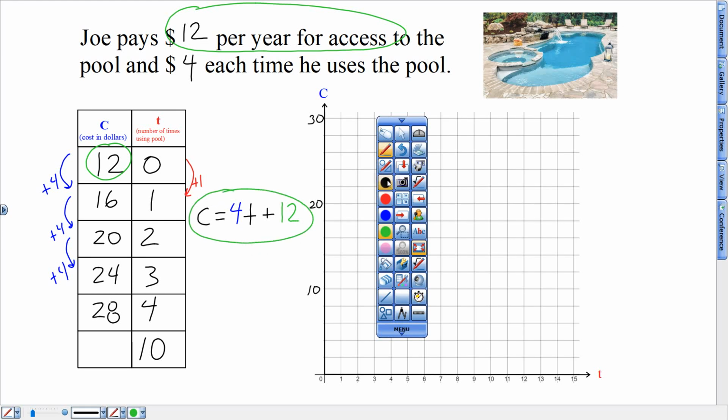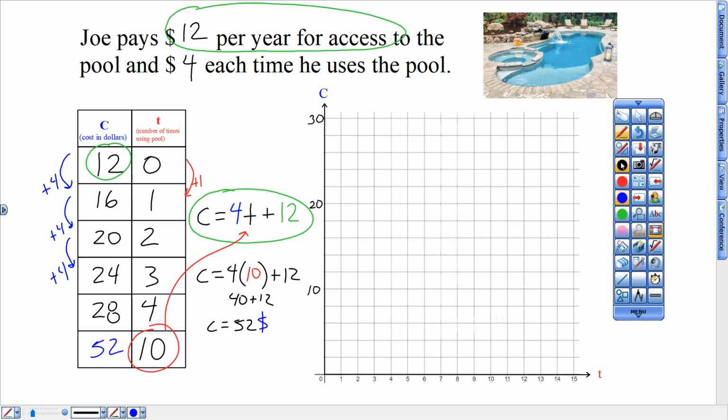So to figure out the cost after 10 times, I plug in 10 for that T right here, and that will give me the cost using this 10 times. Using this pool 10 times will cost me 4 times 10, 40, plus 12. It will cost me $52 to use this pool 10 times. That's what that means. And then graph it.